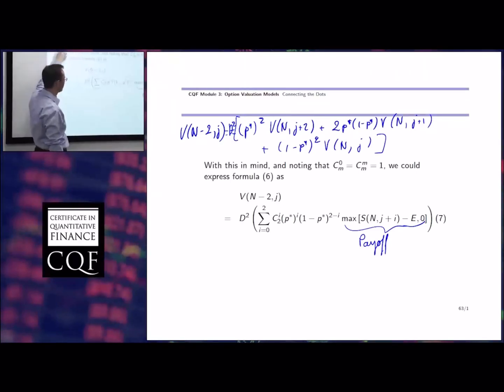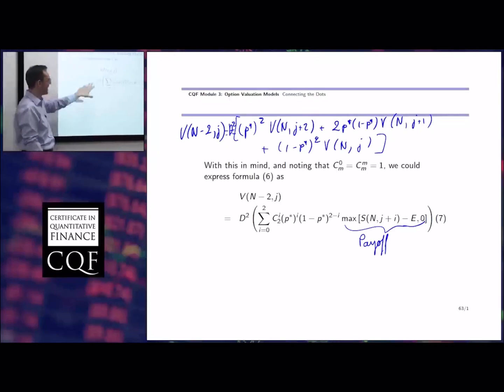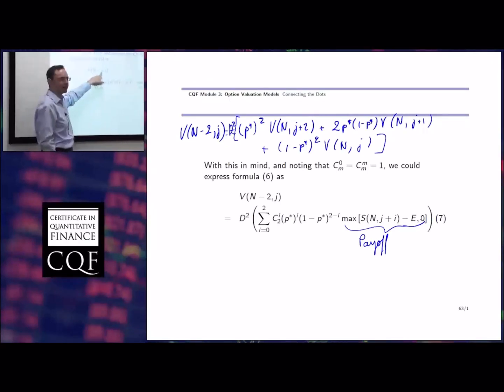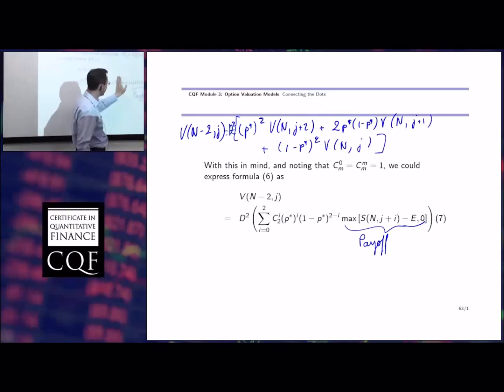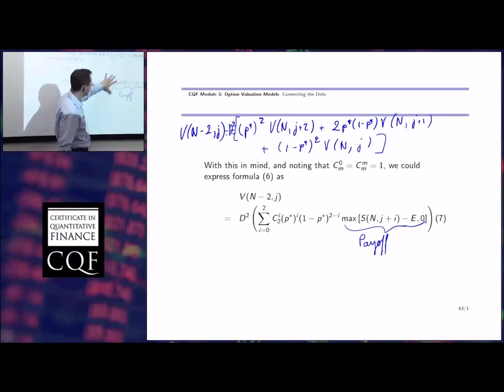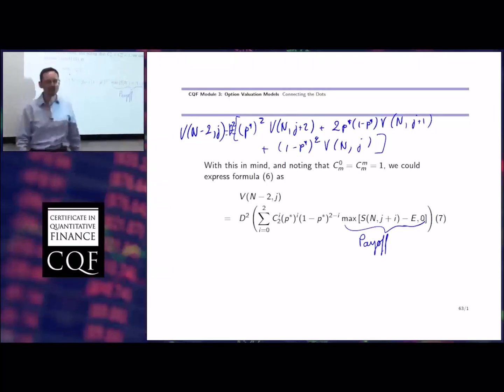And that's actually quite helpful because now we can say, OK, if it works for 2 time steps, maybe if I replace the 2 by a 3, that works for 3 time steps. Maybe if I replace the 2 by a 4, it still works, etc. Maybe if I replace the 2 by an n, I get discounted n times, a sum across n possibilities. All these are my binomial probabilities and then my payoff.